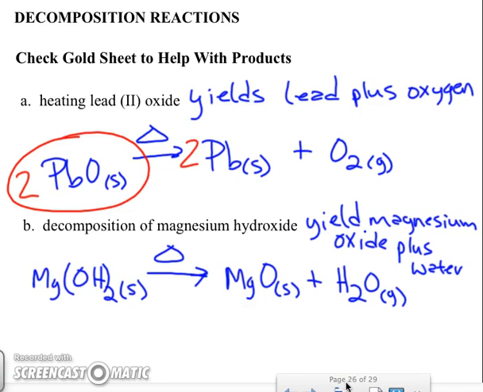Let's go ahead and make sure the equation is balanced. We've got 1 magnesium in the reactants, 1 in the products, 2 oxygens, 2 oxygens, 2 hydrogens in the reactants, and 2 hydrogens in the products. The equation's balanced. Again, we know that this is a decomposition reaction because there is 1 reactant. Let's move on to example problem C.